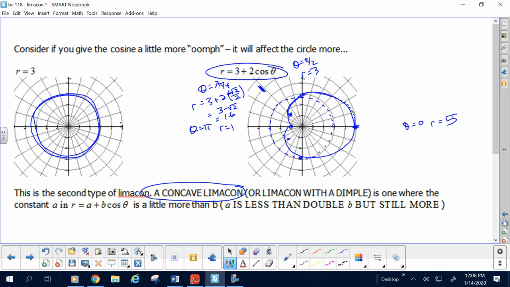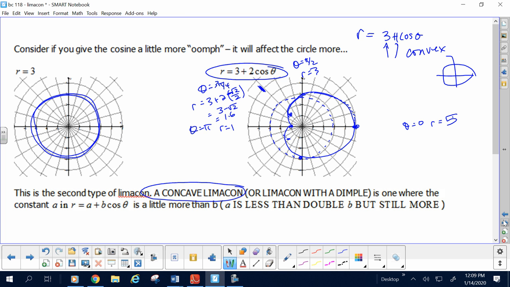Now, what distinguishes one from the other? Well, it has to do with how these numbers relate. When you did r equal 3 plus cosine theta, the 3 and the 1 in front of that cosine didn't have much of an effect. So it was convex, just kind of an egg shape. Are you with me?